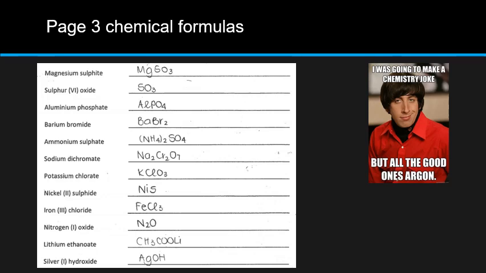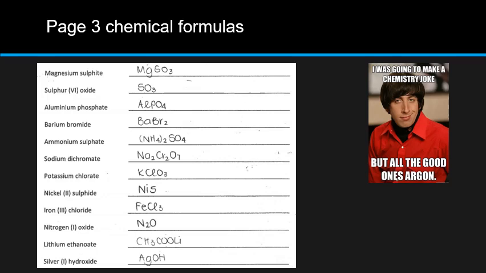Then you have aluminum phosphate. Pretty straightforward. The charge is balanced. Barium bromide, which I need 2 bromides. Ammonium sulfate. Here I'm going to need 2 ammonium cations, which have been put in brackets to balance out the sulfate anion. Then we have sodium dichromate. Here we've got 2 sodiums for the dichromate. So always, when you get stuck, have a look at your polyatomic ions on page 2 and just make sure that they balance out here.